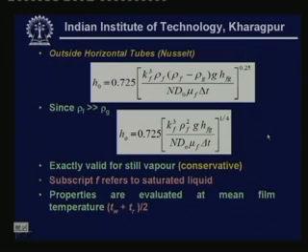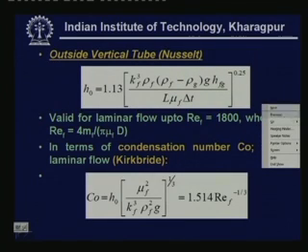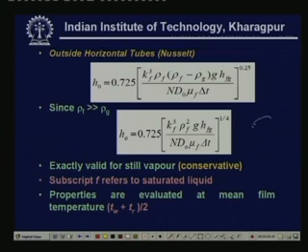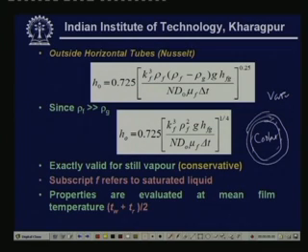Now, let us look at a simple case where condensation is taking place outside horizontal tubes. So you have a tube like this, let us say, and inside the tube the coolant is flowing. Okay, this is coolant, and outside you have the refrigerant vapor. So, when the refrigerant vapor comes in contact with this tube, outside the tube condensation occurs. So, a film of liquid refrigerant forms on the outside of the horizontal tube. For such cases, Nusselt has given a correlation.